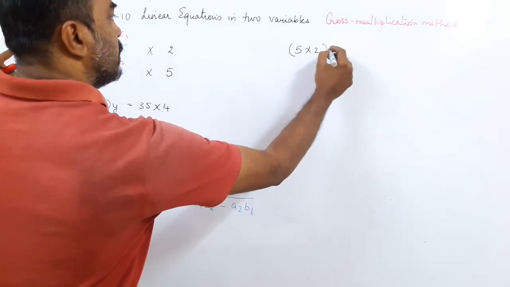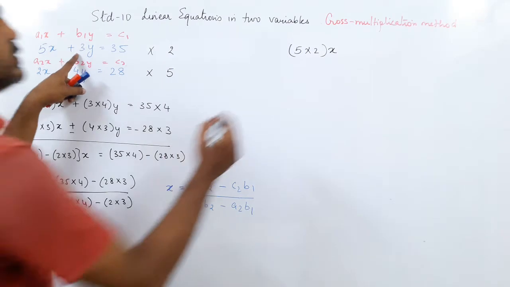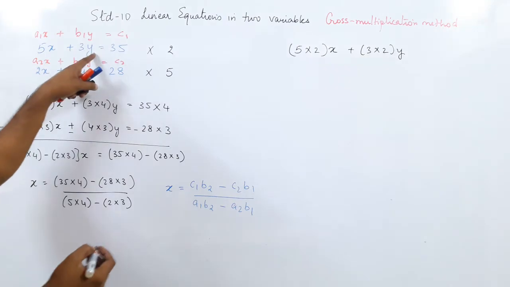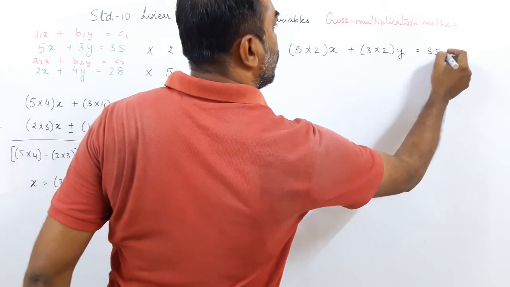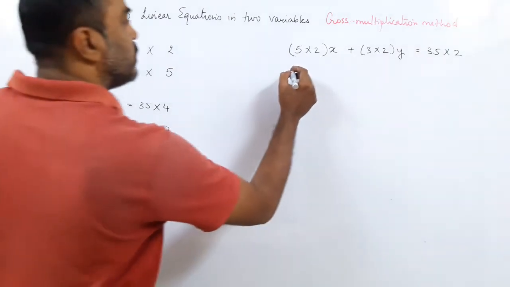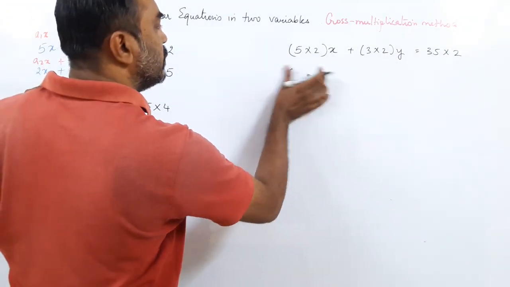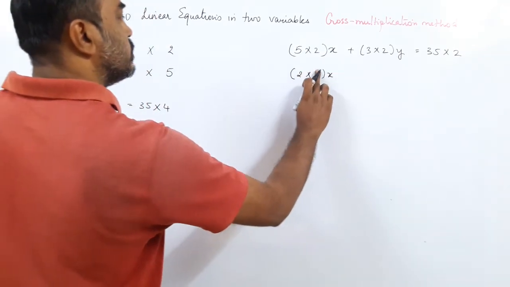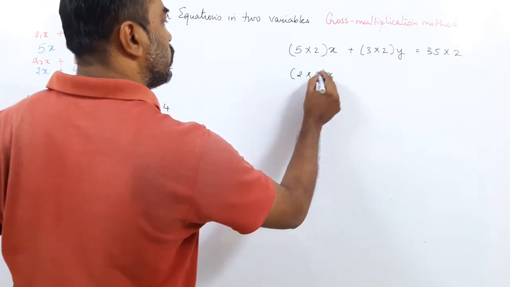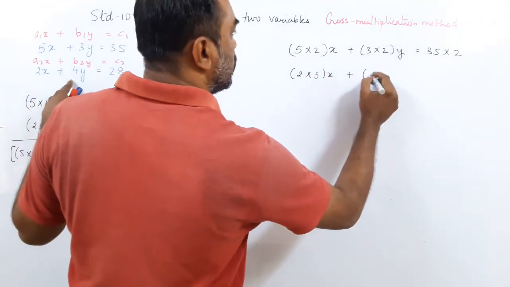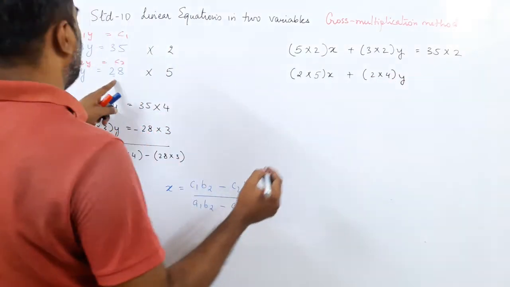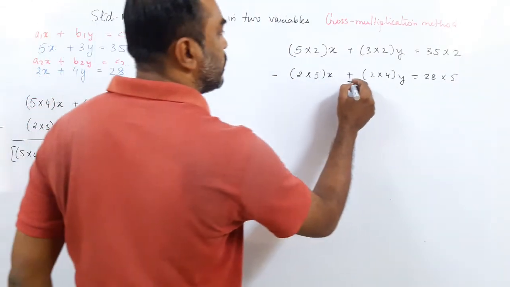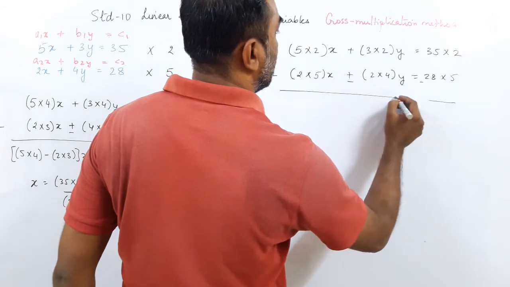5 into 2x plus 3 into 2y equal to 35 into 2. And this one, 2 into 5x plus 2 into 4y equal to 28 into 5. Elimination and subtraction, so the x part gets cut.